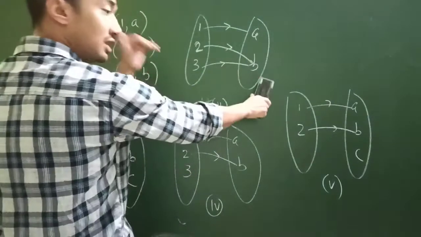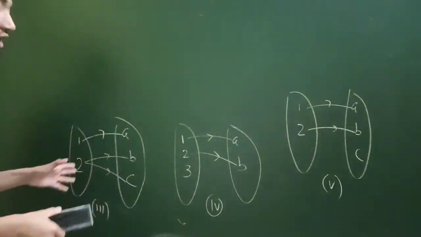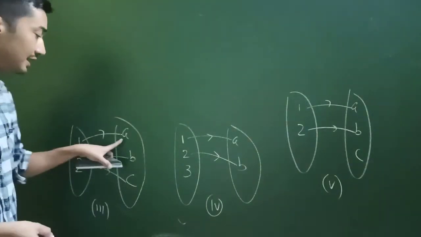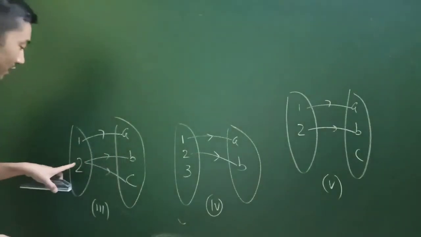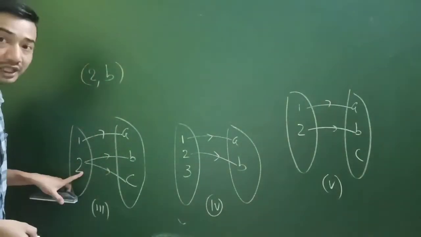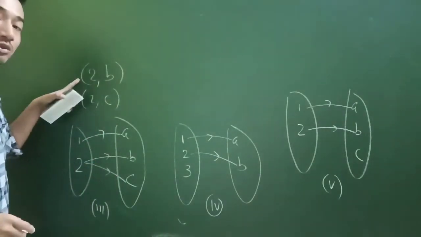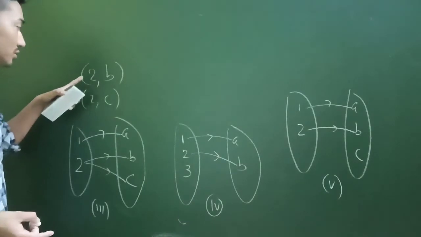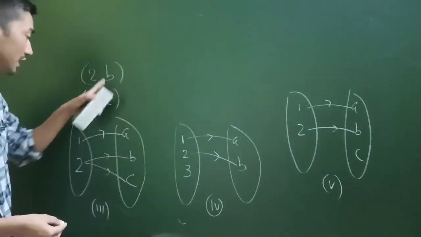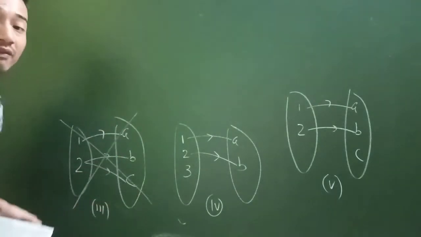So the second one is also a function. What about the third one? Here comes the problem. Slight difference. Third one has an image A. Now you look here. This is what I mean. 2 has an image B. 2 has an image C. So actually 2 doesn't have a unique image now, isn't it? Because 2 has now 2 images, B and C. So what happens is this is not a function.